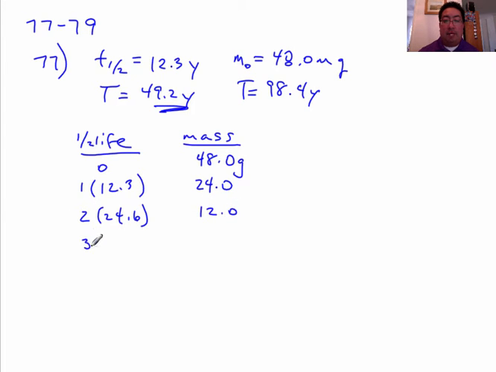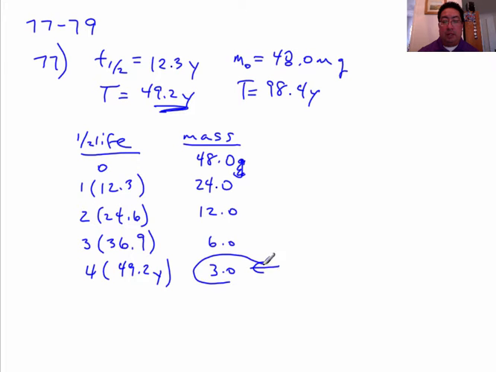And then after three half-lives, that's 36.9 years. You end up with 6 milligrams. So this is milligrams, by the way, not grams. And after four half-lives, that's 49.2 years, and you end up with 3.0 milligrams. So this would be our answer right here. And then you could keep going till you got to 98.4.